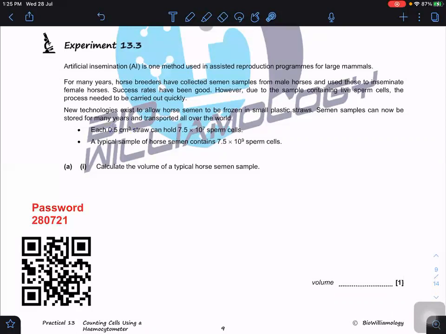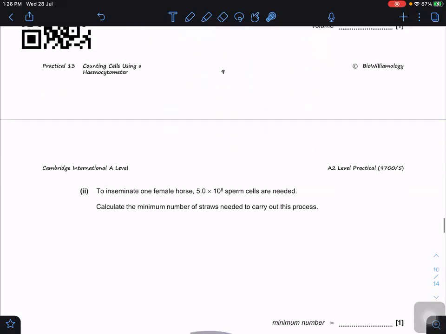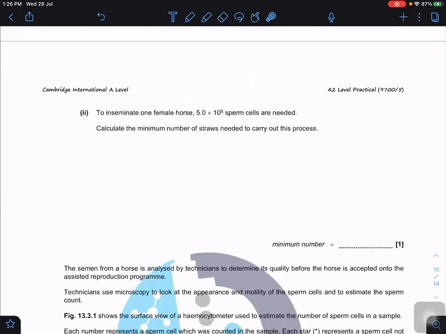Each 0.5 cm of straw can hold 7.5 times 10 to the power 7 sperm cells. A typical horse sample contains 7.5 times 10 to the power of 9 sperm cells. So calculate the volume of the typical horse semen sample. To inseminate one female horse, we need this much sperm, so calculate the minimum number of straws needed to carry out this process.